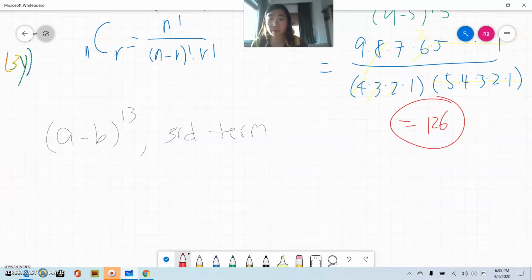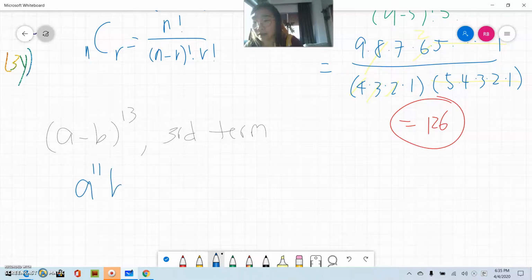I'm just going to apply the formula right away because it's asking for the third term. So that means I want 3 minus 1. So I'm looking for A^11, B^2. That's my third term because the first term is A^13, second term is A^12 B, and the third term is A^11 B squared. And then if you remember, whenever there is a minus, it goes plus, minus, right? So the third term, plus, minus, plus, it's a plus. So my coefficient will be positive.